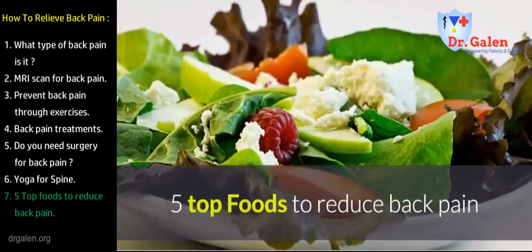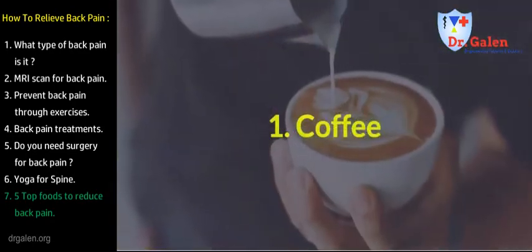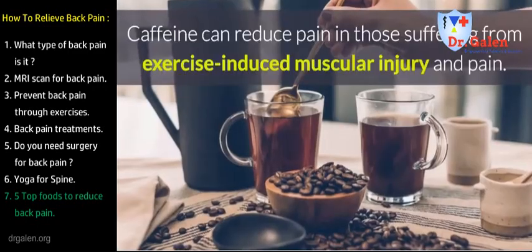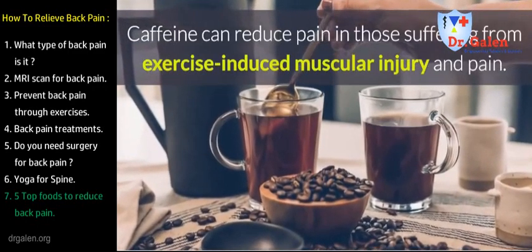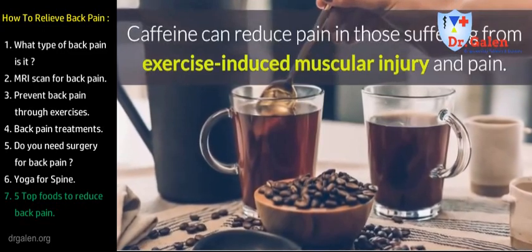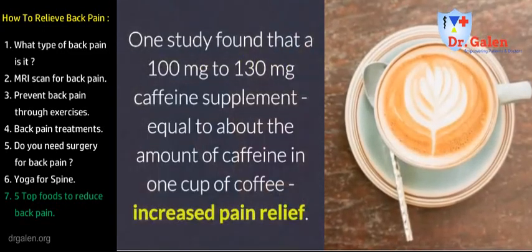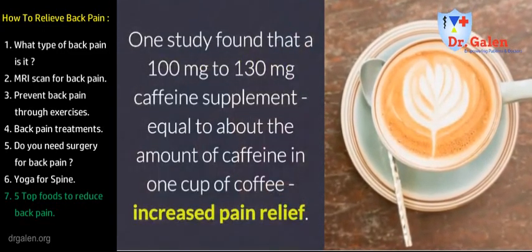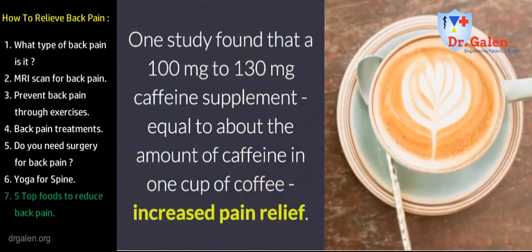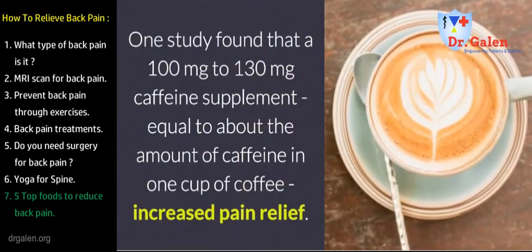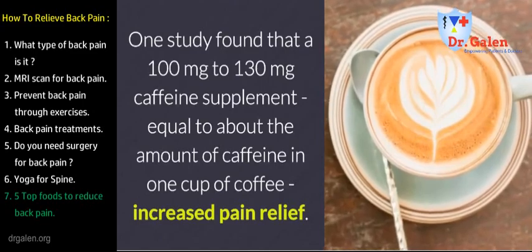5 top foods to reduce back pain. Number 1. Coffee. Caffeine can reduce pain in those suffering from exercise-induced muscular injury and pain. One study found that a 100 mg to 130 mg caffeine supplement, equal to about the amount of caffeine in 1 cup of coffee, increased pain relief.